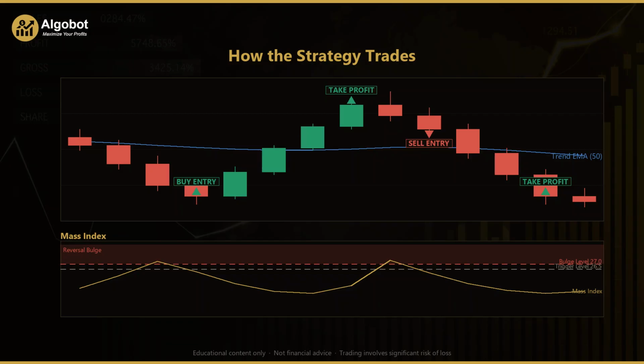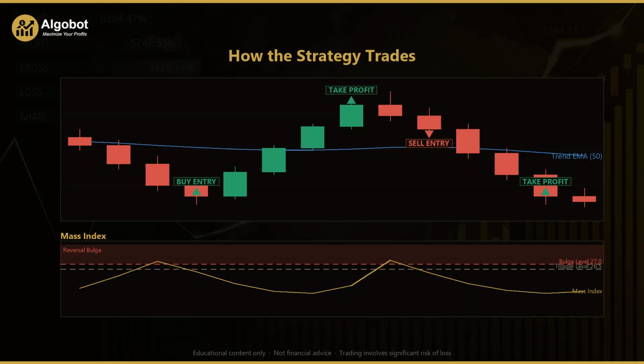Across both trades, the recipe was identical. Wait for the mass index to swell above the bulge level and then contract below the trigger level. Let the trend EMA choose the side, fade the tiring move, and manage the position with an ATR stop and a reward to risk target.